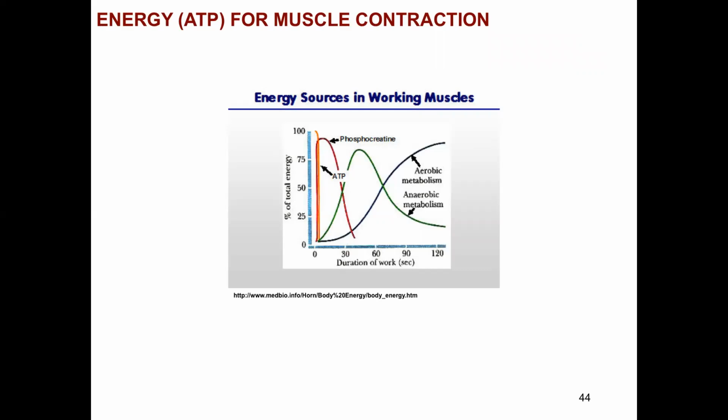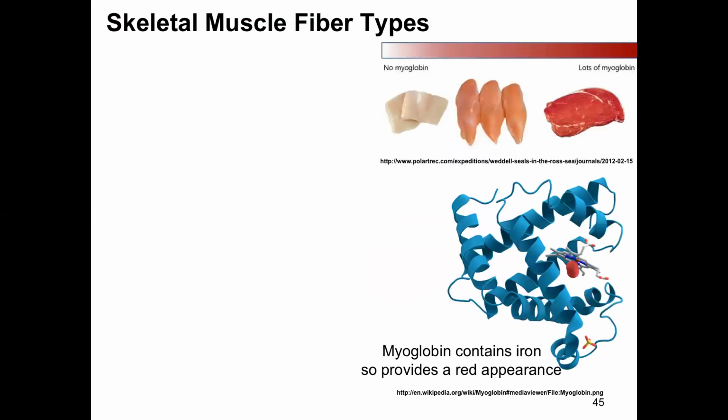Let's see where we're at here. Okay, we're now on page 8 of my notes. So, skeletal muscle fiber types. We've got 2 types. They're not all alike in appearance and function. You probably know this if you've eaten meat, right? Some meat is red, some is white, and some is in between.